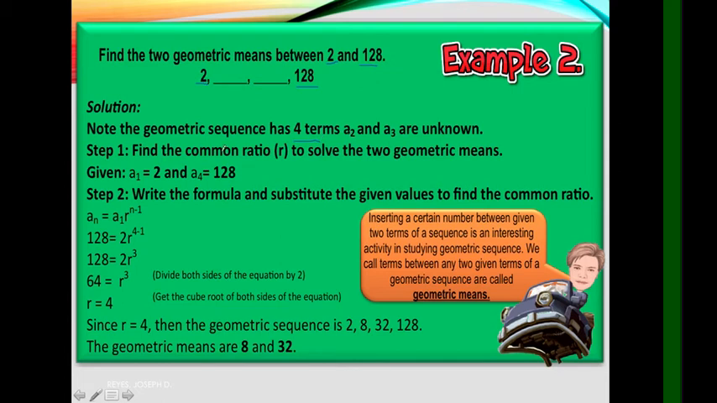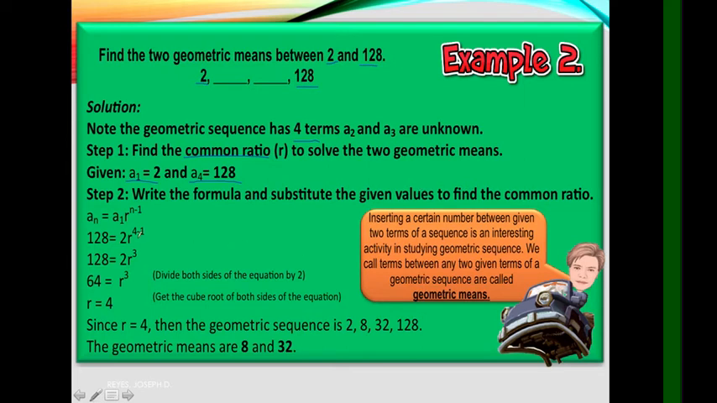Step 1, find the common ratio R to solve the two geometric means. So the common ratio of R, given that a sub 1 is equal to 2 and a sub 4 is equal to 128. A sub 1, then 2, 3, and a sub 4 is 128. Write the formula and substitute the given values to the common ratio.